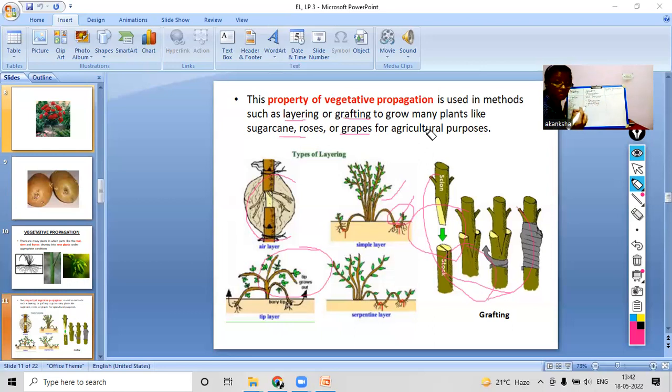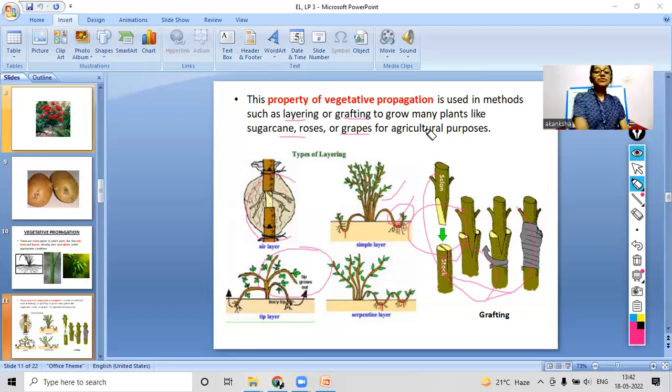Yes, then there was grafting. And these were the two main techniques involved in vegetative propagation. Some examples that were discussed in this point were the sugarcane and the grapes. So these are the different examples and the different techniques involved in the reproduction process of vegetative propagation. So yes, you all answered it correctly.